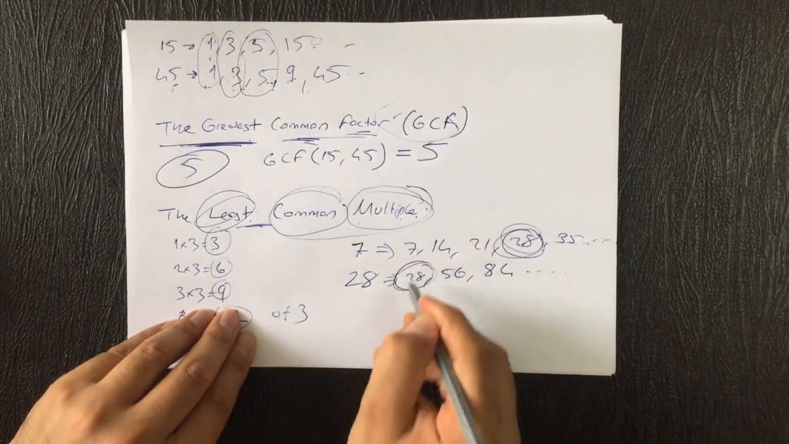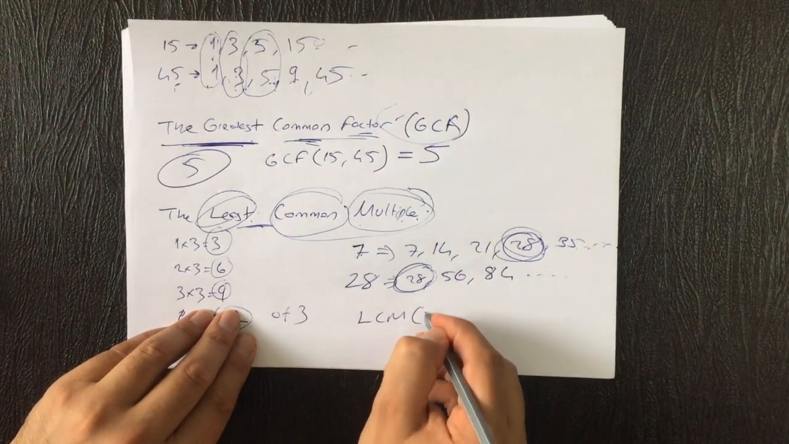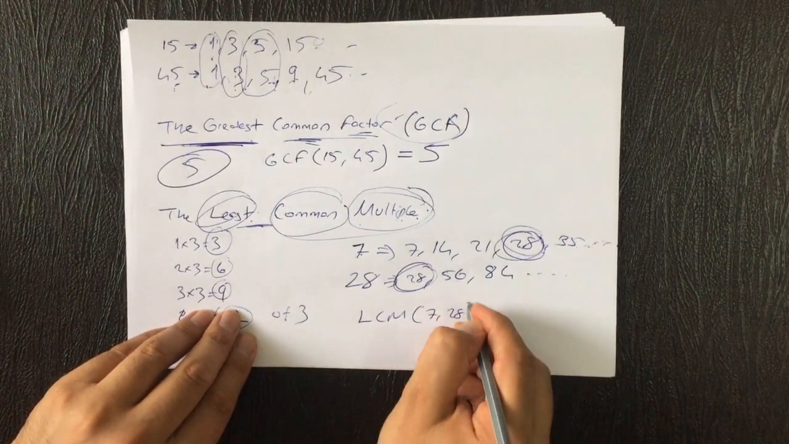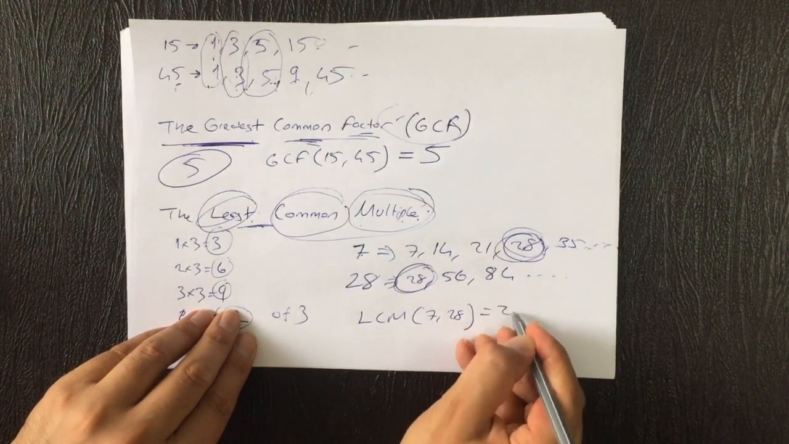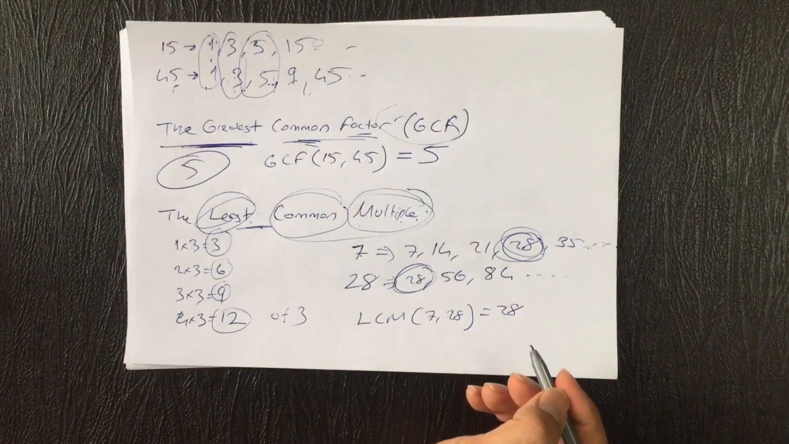So I will write LCM of 7 and 28. It is 28. Okay.